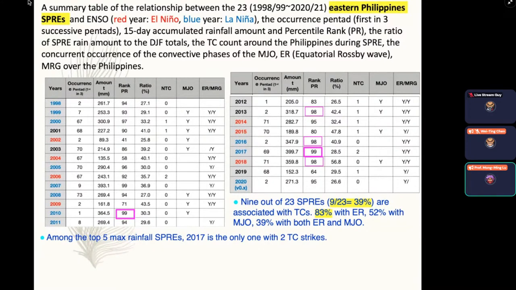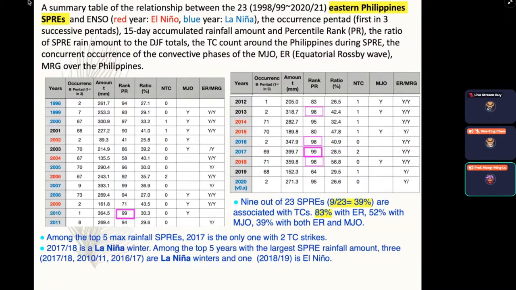Among the top five maxima rainfall SPREs, marked in the red rectangular box, 2017 is the only one with two TC strikes. On the other hand, not all the maxima rainfall SPREs are associated with TCs. For example, the 2010 case, actually the 2010-11 winter, had a very large rainfall, but no TC associated with this event.